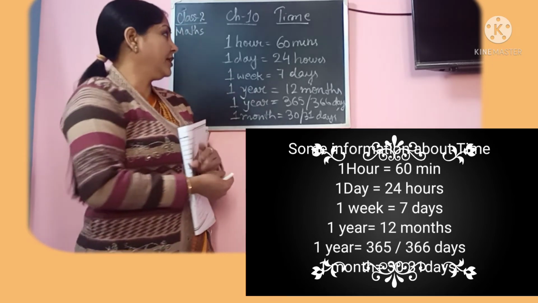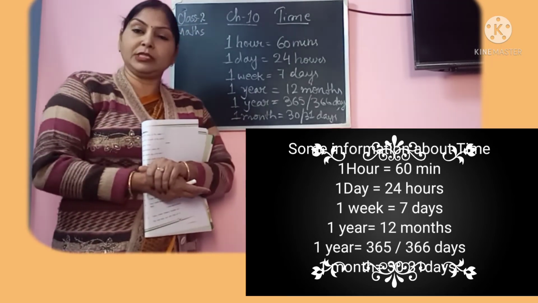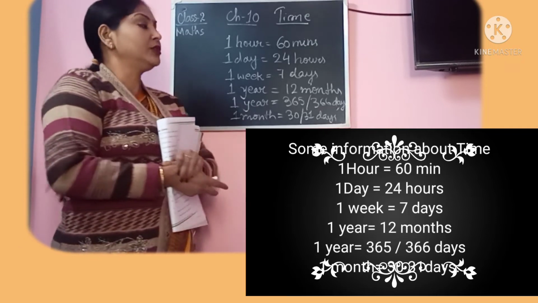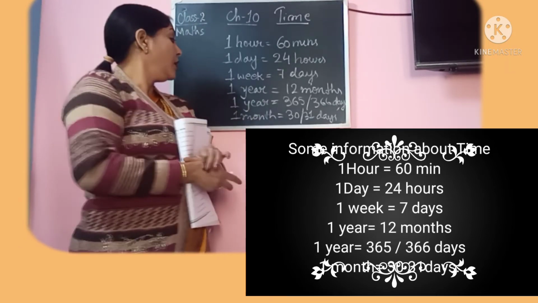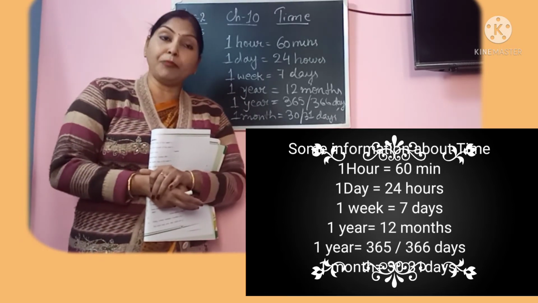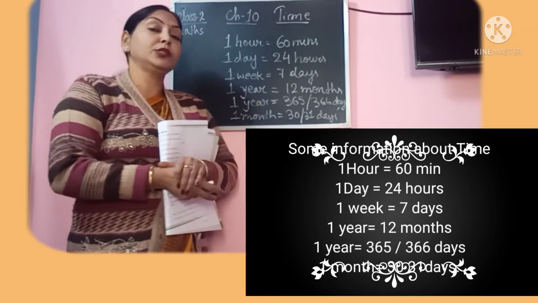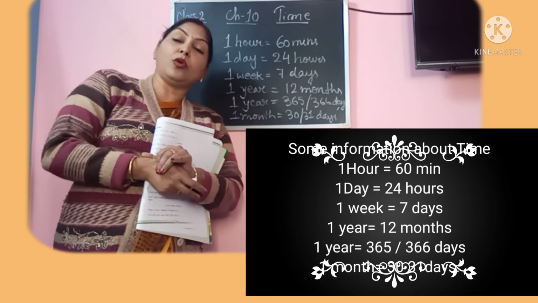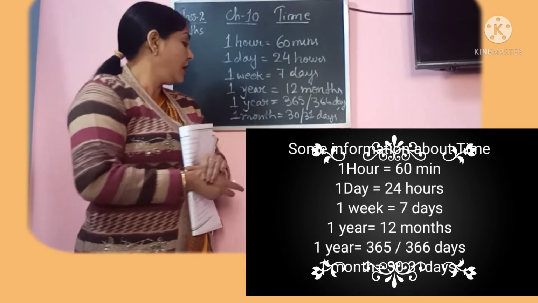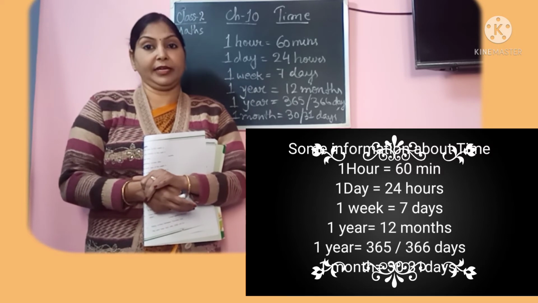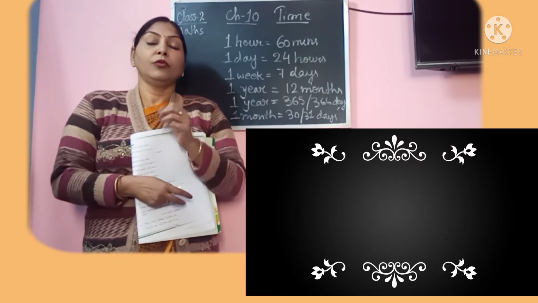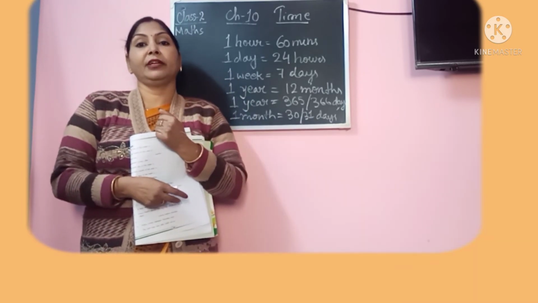Alright, so what is the information? 1 hour equals 60 minutes, 1 day equals 24 hours, 1 week equals 7 days, 1 year equals 12 months, 1 year equals 365 days or 366 days, and 1 month is equal to either 30 or 31 days. Now how do we know which month is having 30 and 31 days?